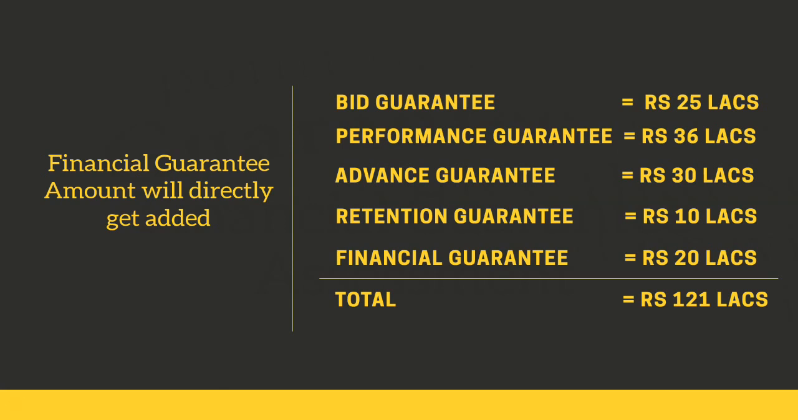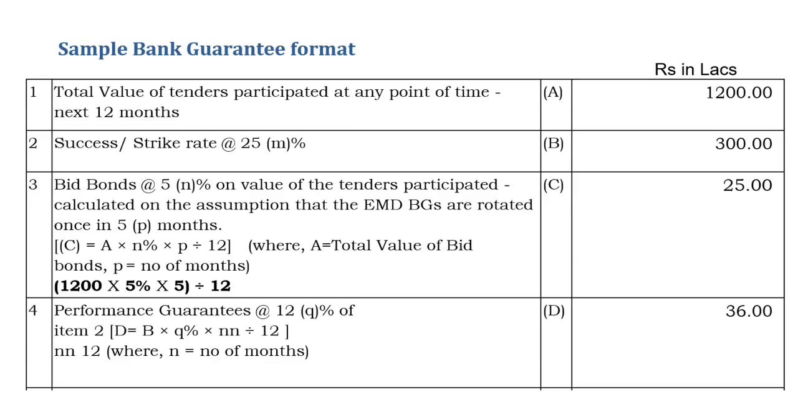Now, let us take a look at a real life BG assessment calculation sheet. We begin with the total value of tenders, then success rate or strike rate of getting a tender. This will be used while calculating performance guarantee. Next comes the bid bond requirements. Then the performance guarantee requirement.